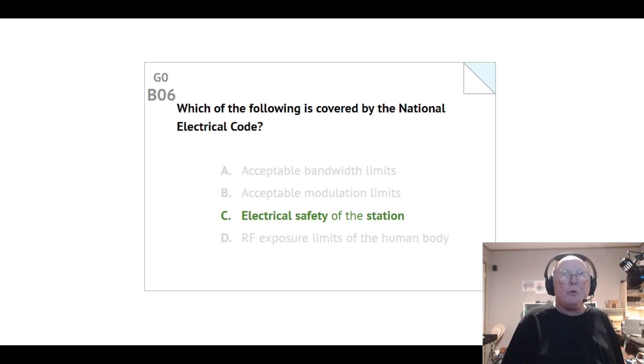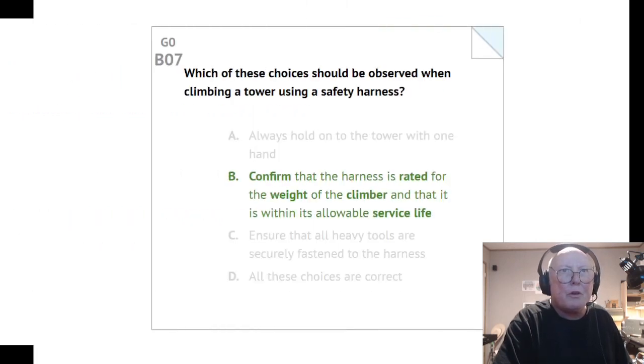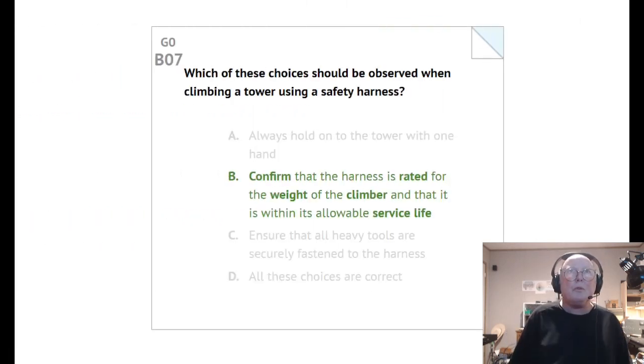Which of the following is covered by the National Electrical Code? C. Electrical safety of the station is covered by the NEC, the National Electrical Code. And that's question number 6. Question number 7. We're cutting a swath here.